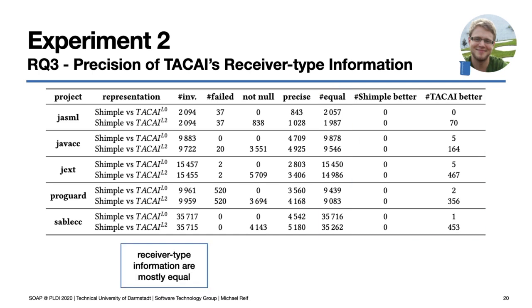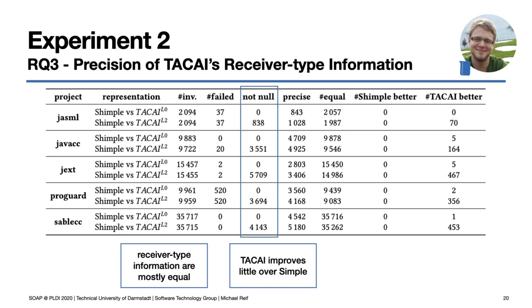But as we can see, TACAI was always at least as precise as Jimple, and in some cases was also better. So we have a little improvement. Additionally, which is not available in Jimple but we immediately have available in TACAI, is nullness information, which we compute at more precise domains. So they are not computed with the base version of TACAI. And here we see that we can provide nullness information for a lot of call sites, and there we don't have to consider null pointer exceptions.